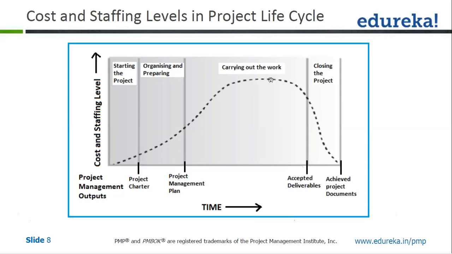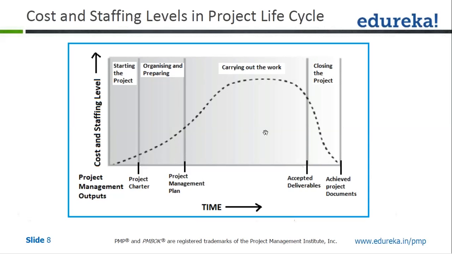So you can see that both are parallel, similar in nature, or proportional to each other. Staffing increases, cost increases, and so on. So they are similar in nature, and that's how they are shown. And while you close the project, your cost and staffing level come down again. Okay, so it is with respect to time. So that's about it on cost and staffing levels.